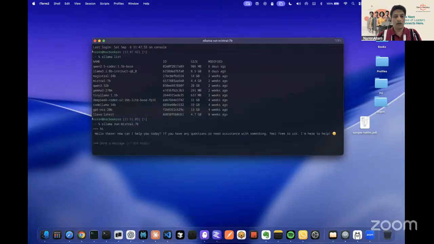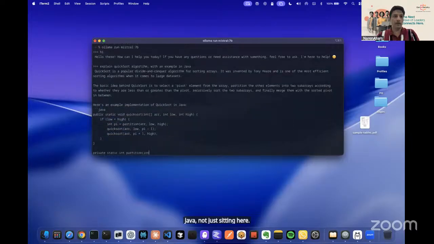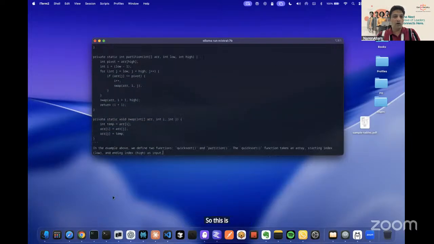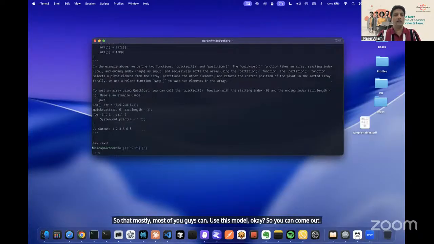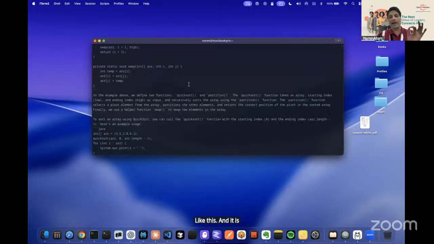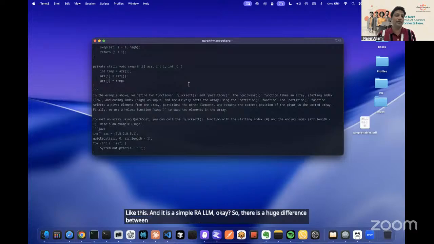Explain quicksort algorithm with an example in Java, let's say. This is a simple local model occupying just 4 GB, so most of you can use this model. You can come out like this. It is a simple raw LLM. There is a huge difference between ChatGPT, Claude, Perplexity and all that, and this simple local LLM.